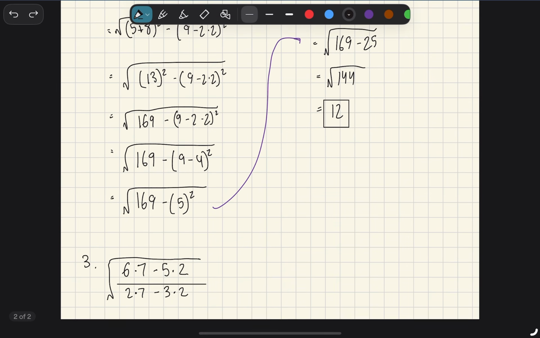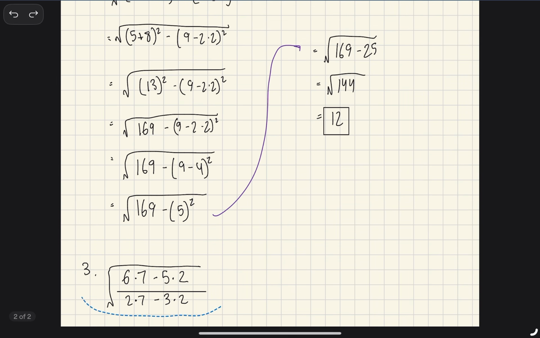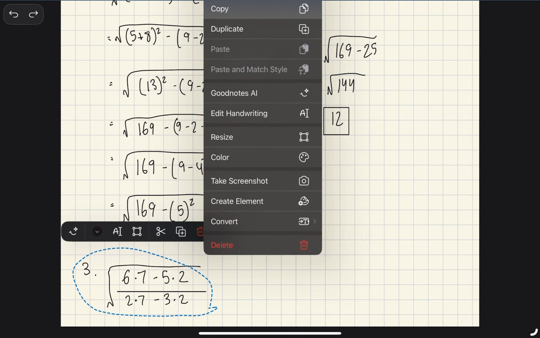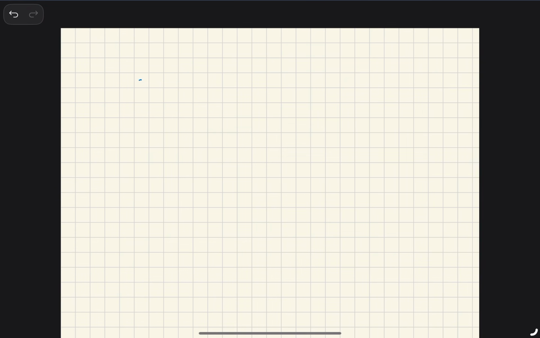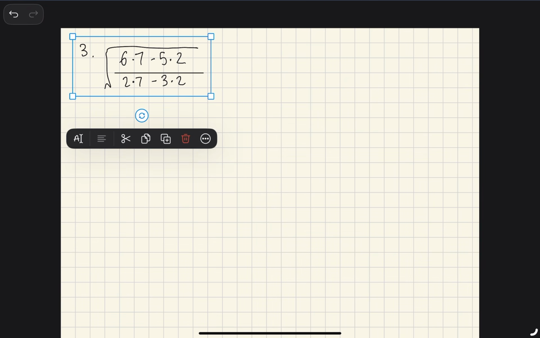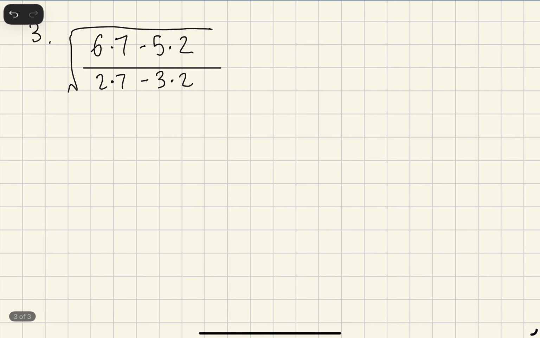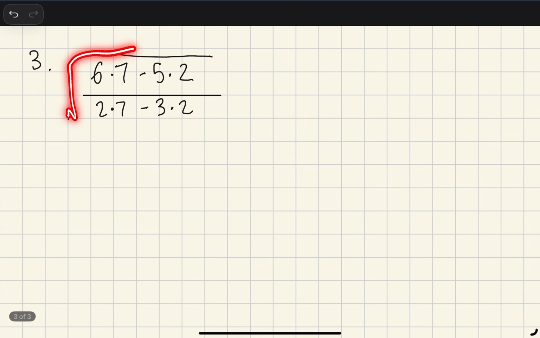And the last one I want to go over is number 3. So what I'm going to do is I'm going to take it to a new page because I ran out of space on this page. Copy. And then I'm going to paste it over here. All right, so this is number 3. Let's work on number 3 real quick, okay? So this one is a fraction. So as you can see over here, there's a square root. We're going to square root our final answer. But first, let's take care of the numerator first.